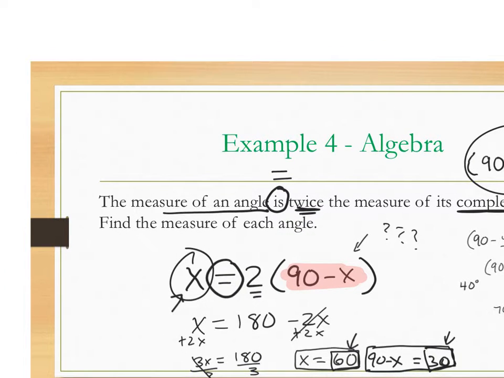Because you're talking about two separate things. You're talking about the measure of the complement and the measure of the angle. I totally get what you're saying. So she's saying there's two separate angles there. Why are you calling them both x? I'm not actually calling them both x.